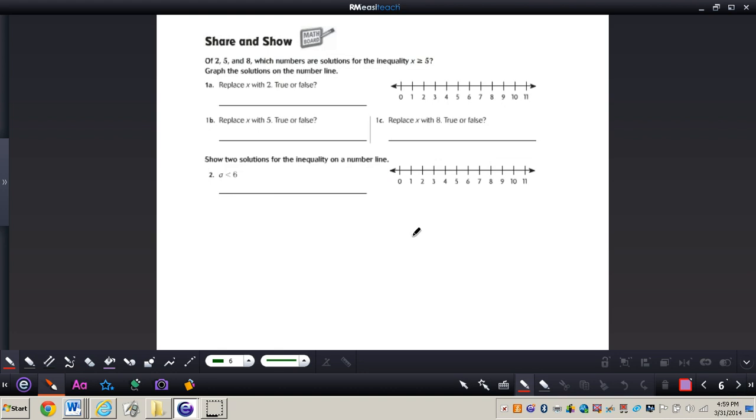Let's take a look at the problem on page 276, the share and show. It says, of 2, 5, and 8, which numbers are solutions for the inequality x is greater than or equal to 5? The reason it's greater than or equal to is because it's the greater than sign with the line underneath it. Graph the solutions on the number line. First of all, replace x with 2. Is 2 greater than or equal to 5? Is that true or false? We know that that is false here.